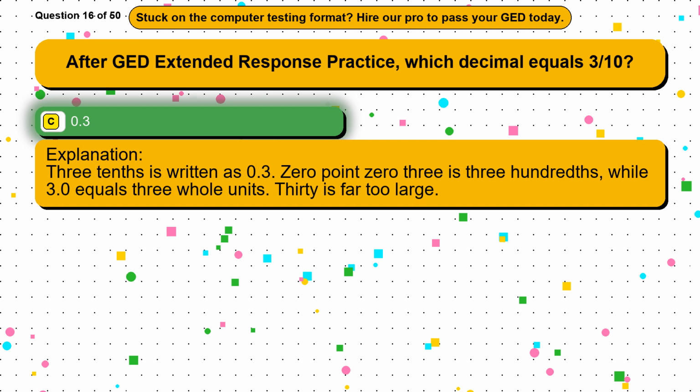0.03 is 3/100, while 3.0 equals 3 whole units. 30 is far too large.